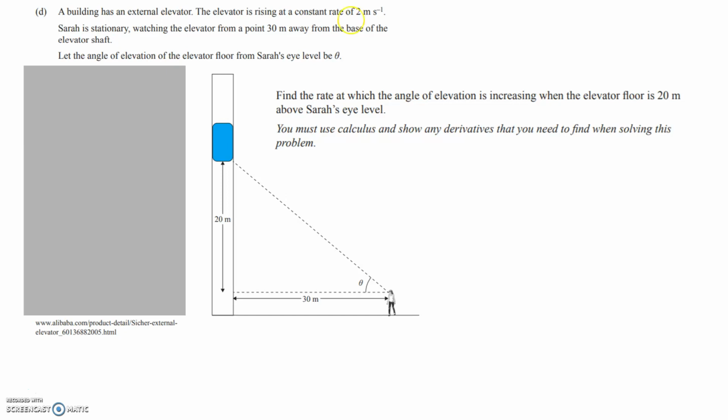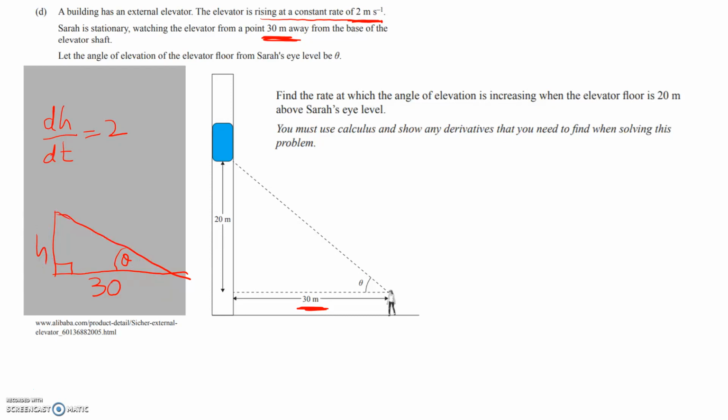Okay, so let's start at the start. The elevator is rising at a constant rate of 2 meters per second. So we can write that as dH by dt is equal to 2. And Sarah is stationary. She is watching the lift go up from a point 30 meters away from the base of the elevator shaft. So it's really important that when we do these questions, we think about what's changing and what's constant. The 30 is constant, so we can already start to think about drawing a really bad right angle triangle, but there you go. So we've got 30 here, and we've got theta here, and we've got h here.